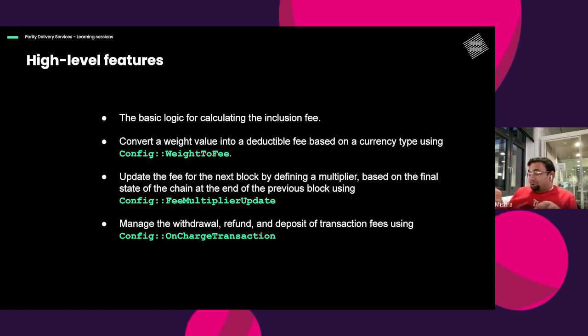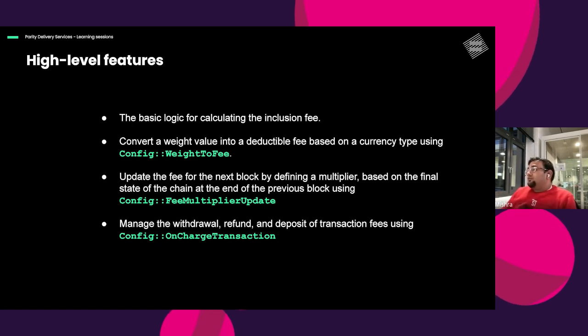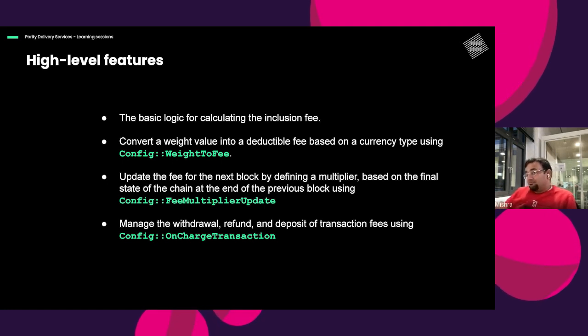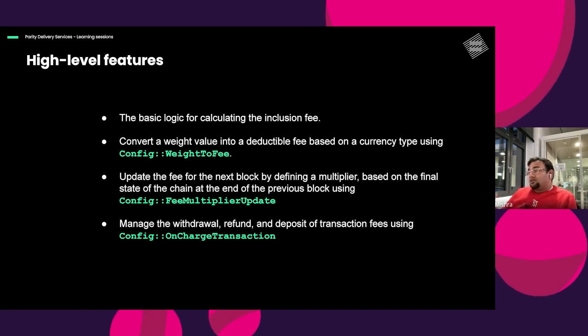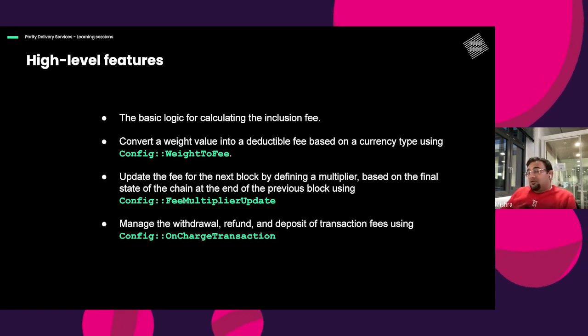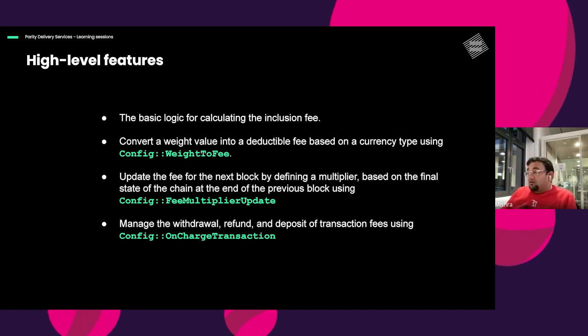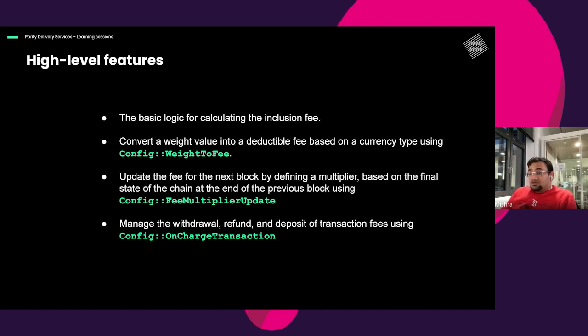There is a function weight_to_fee, and the WeightToFee trait takes the weight as an input and then calculates the fee from it. It also updates the multiplier of the next block based on the previous block's weight, using the config parameter FeeMultiplierUpdate. It also provides a handler for managing the withdrawal, refund, and deposit of the transaction fee, using the configurable parameter OnChargeTransaction.